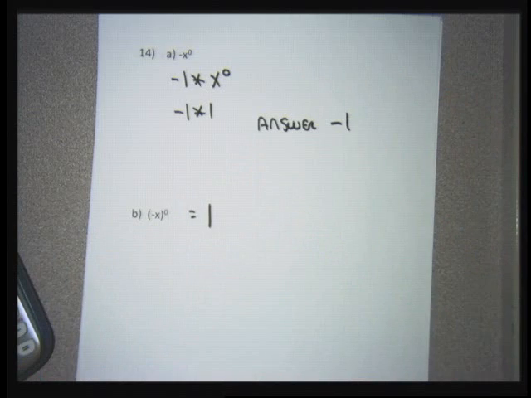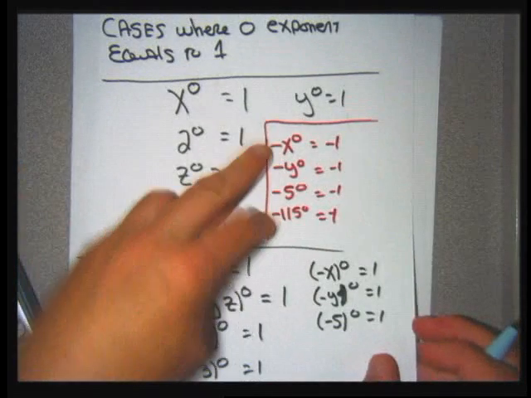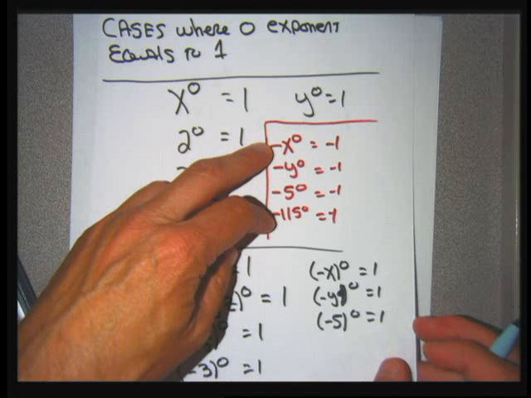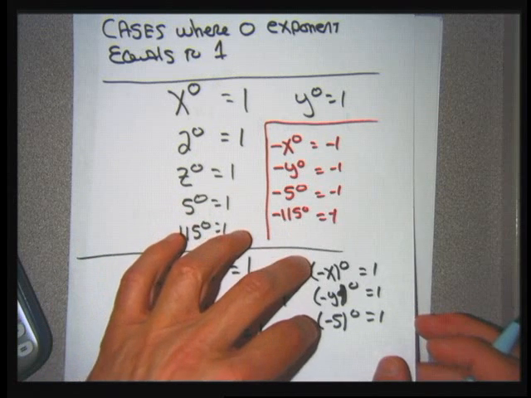So that's this big differentiation. If you have a single letter with a negative sign or a single number with a negative sign, if the negative's not in a parentheses, it is equal to -1. If the negative's inside the parentheses, it is equal to 1.